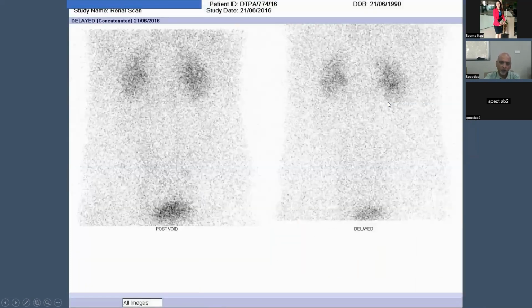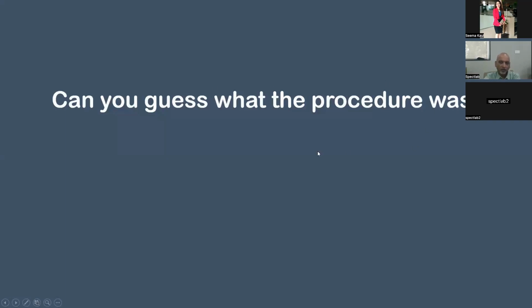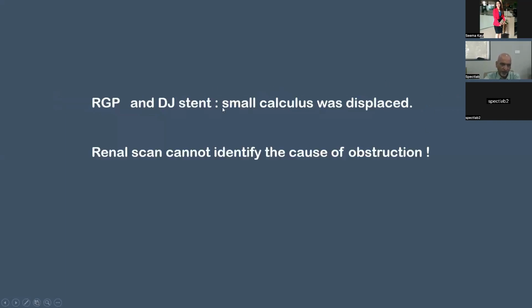So what was the procedure which was done? The procedure was very simple. They did an RGP and DJ stenting. There was a tiny calculus which was displaced, and what appeared to be a compromised, enlarged kidney with parenchymal compromise had regained its function completely after the procedure.